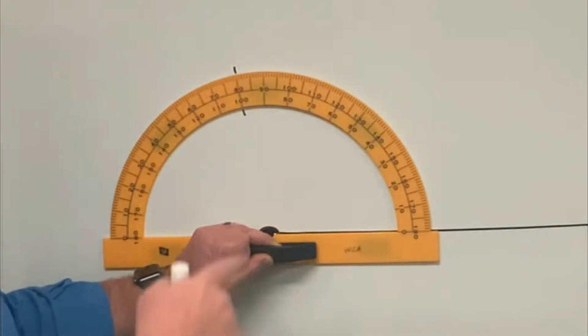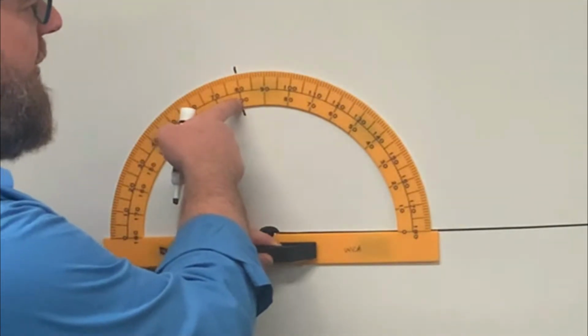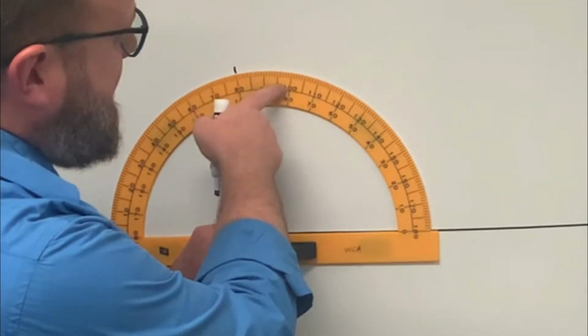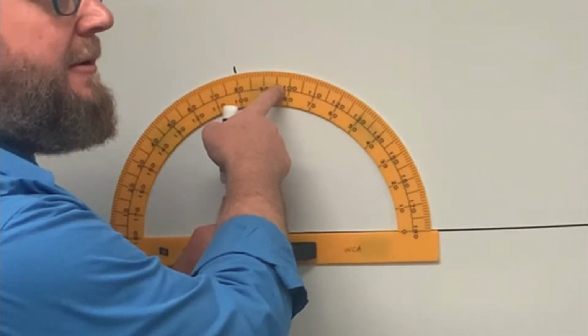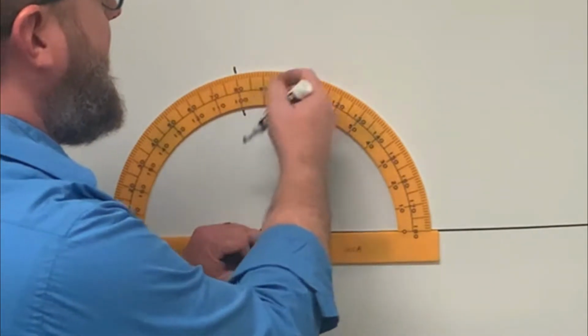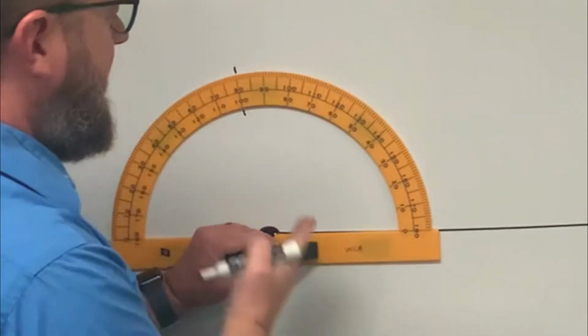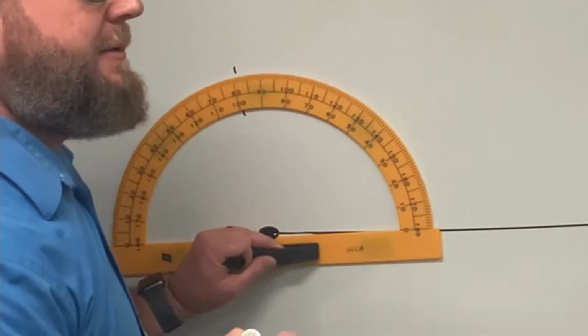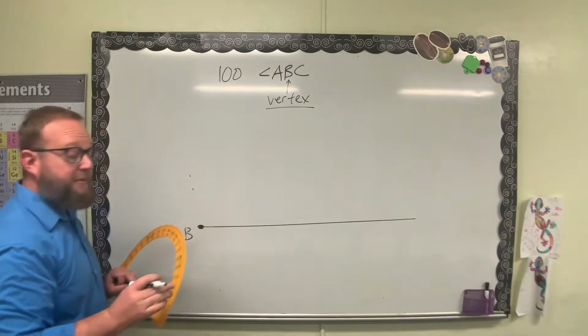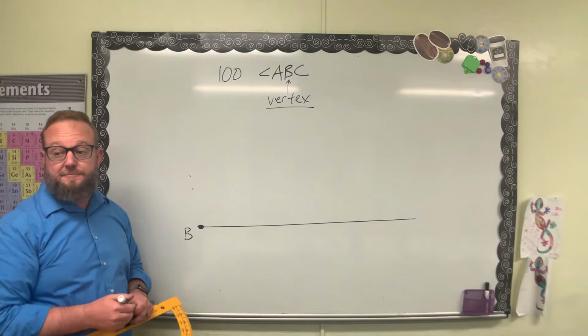So I made a little mark where I found the 100. Now why didn't I make a mark right here? This says 100, because that is less than a 90-degree angle. Yes, it's less than. If I made the mark here, it would be what kind of angle? 80. It would be an acute angle, but it would be wrong.